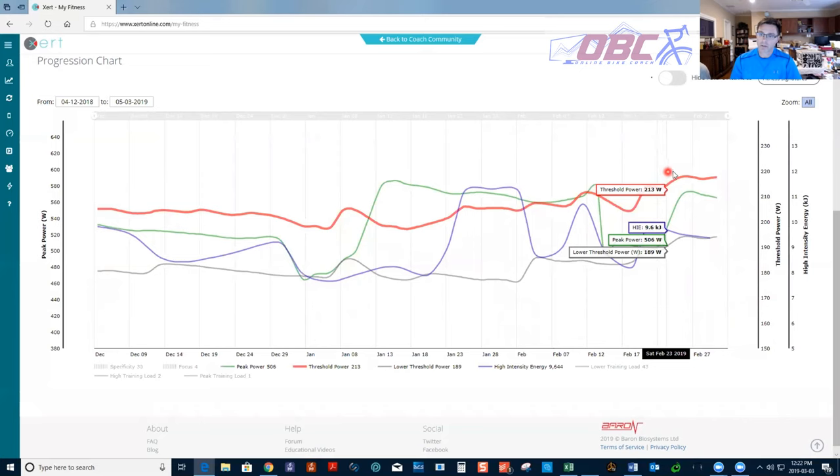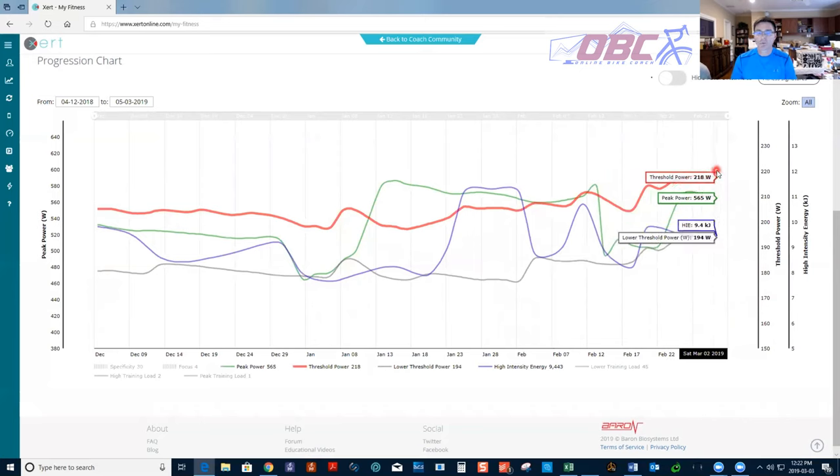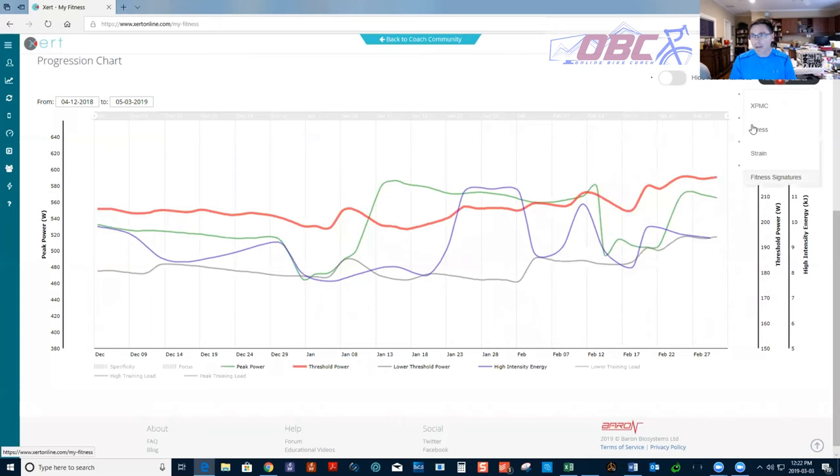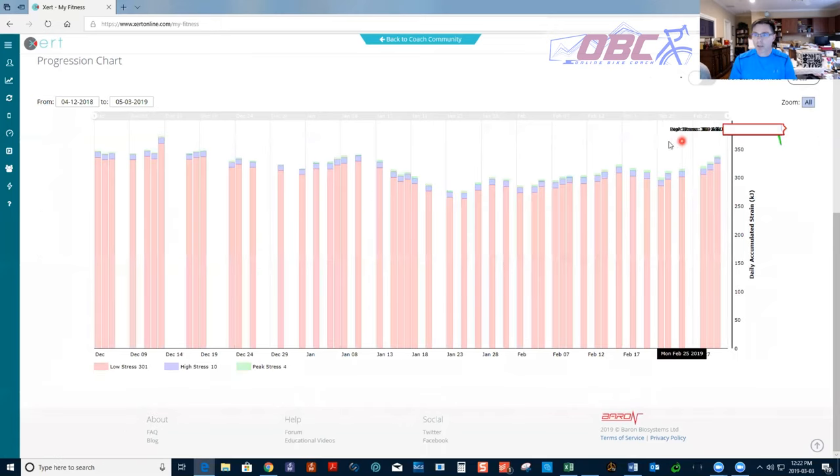Let's see, it's Saturday. So she did not grow her HIE, but she grew her peak power back up a little bit. And she's done some LSD work since then. We will do intervals tomorrow, and we're going to establish a breakthrough tomorrow that'll probably set her up for the entire season. Now let's go to stress.